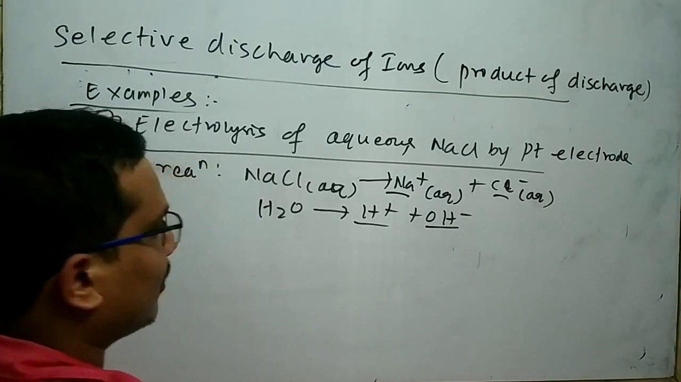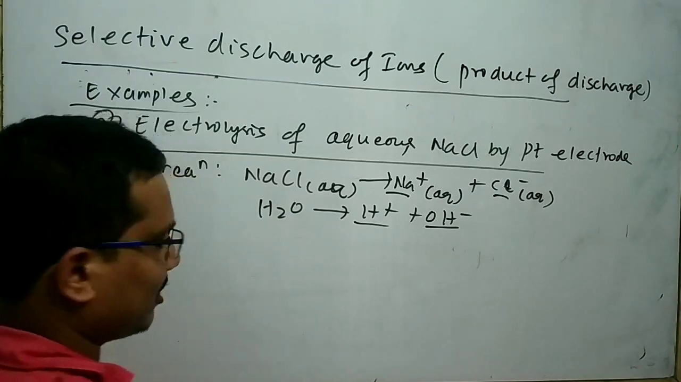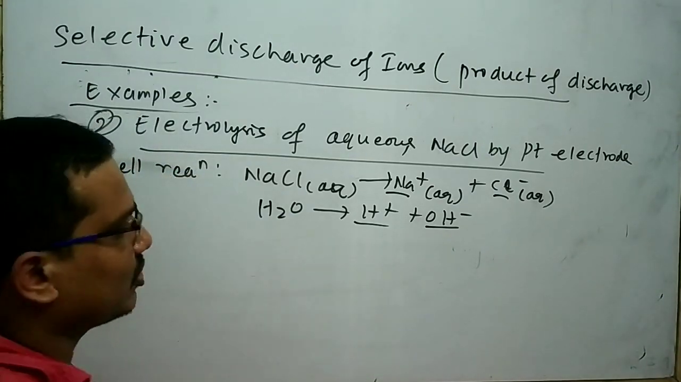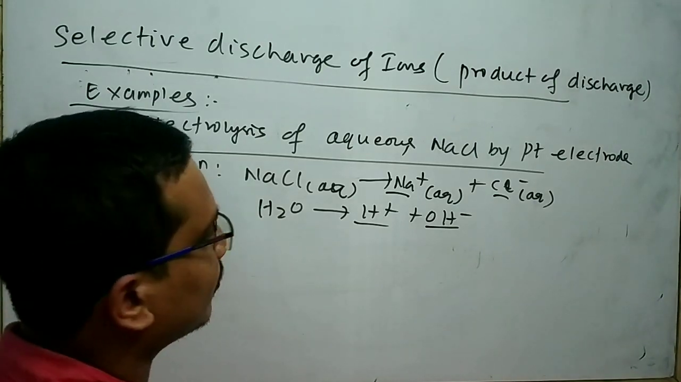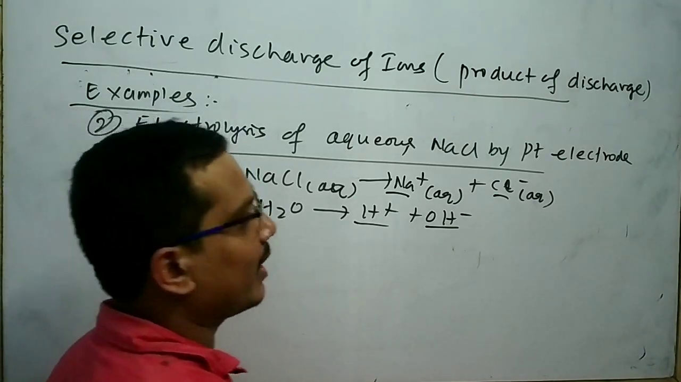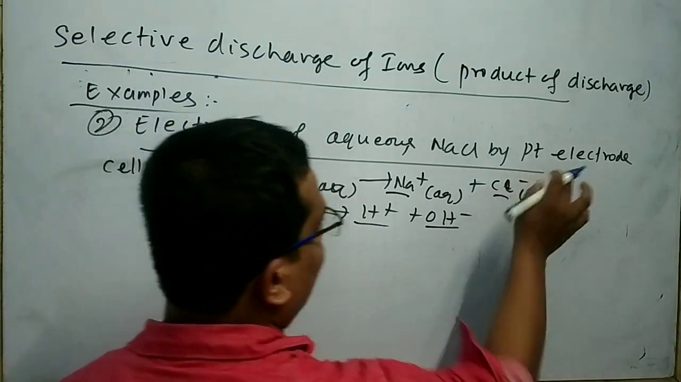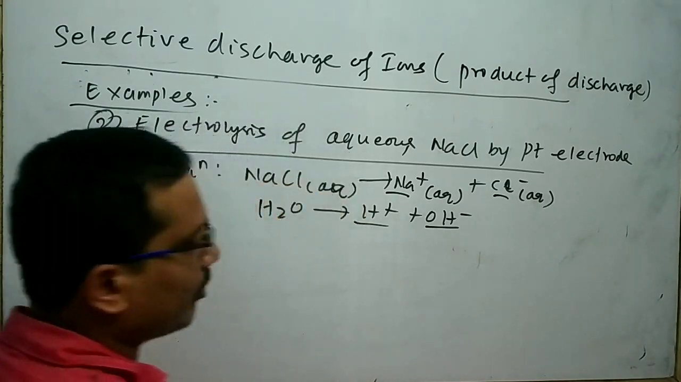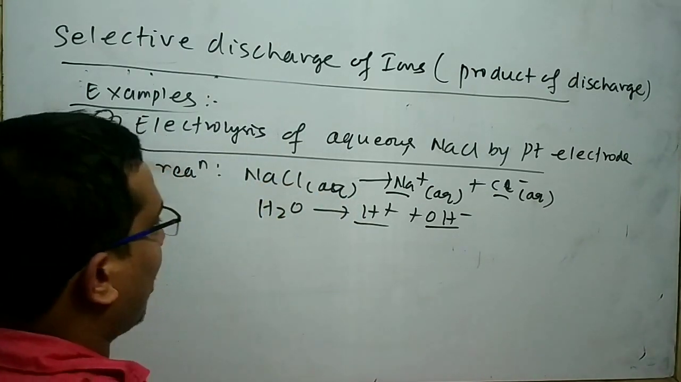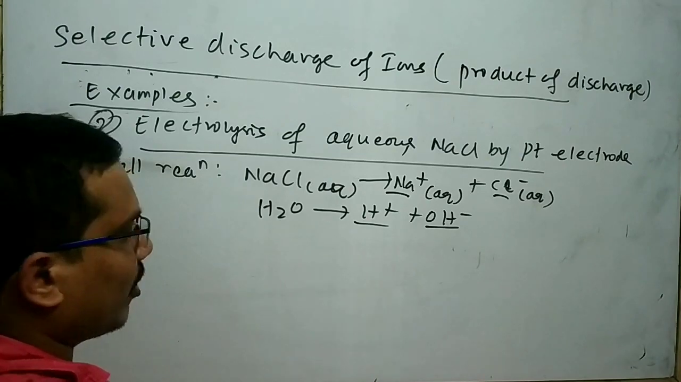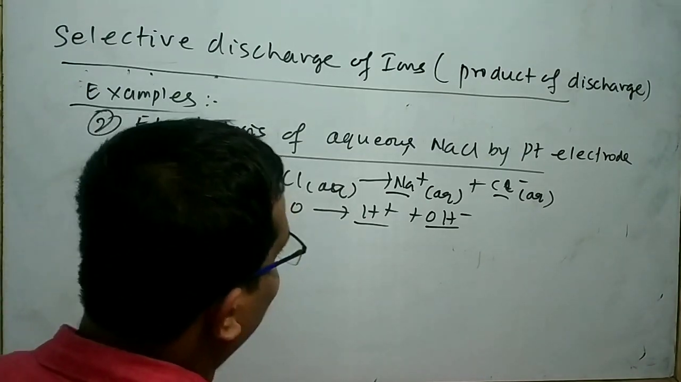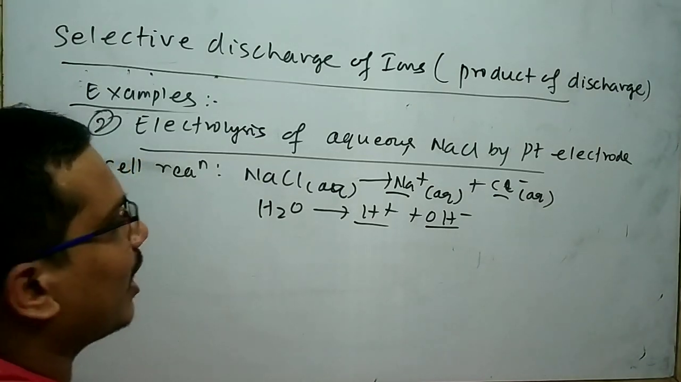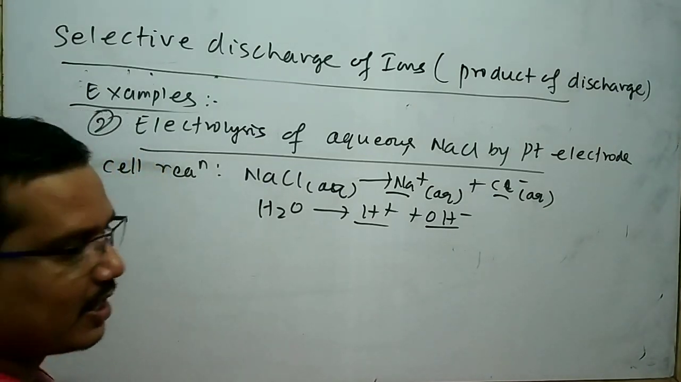At first I will think about the concentration. Here no concentration term is given, so the selection of ion for discharge is not affected by the concentration. Now I will think about the nature of the electrode. Here a platinum electrode is given. The platinum electrode is an inert electrode and will not affect the product of electrolysis. So it is not necessary to take the effect of the nature of the electrode into account for the selection of ions for discharge.